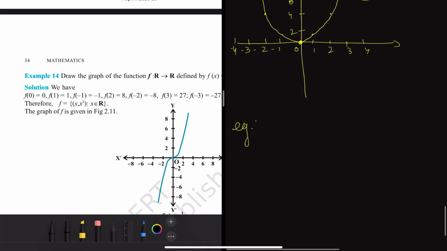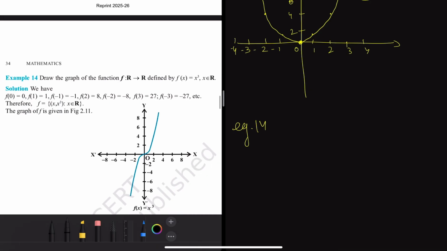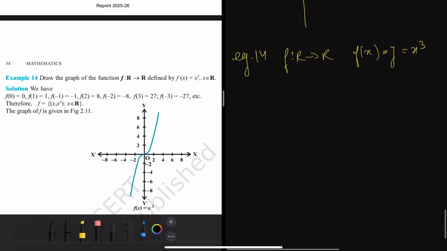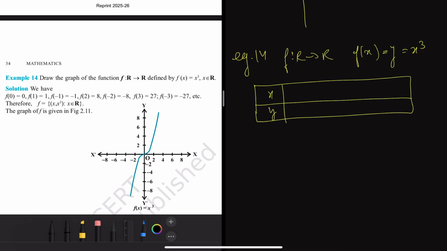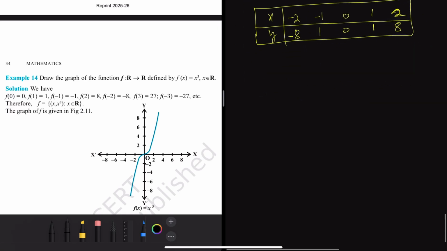Moving on to example 14, here we will deal with x power 3. So here we have defined a function where f of x is equal to y is equal to x cube. Okay, now if we make a small table, let's say I'll use only -2, -1, 0, 1 and 2. So if x is -2, y will be -8 because the power of x is odd here, then 1 and 8. So this is how the table will fill.